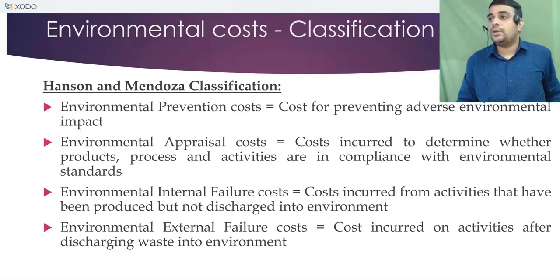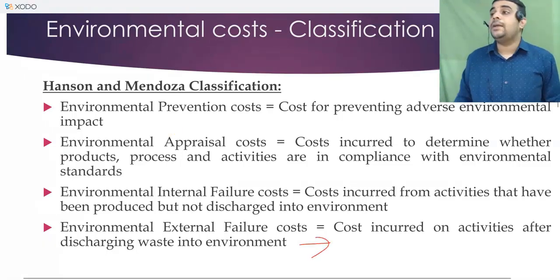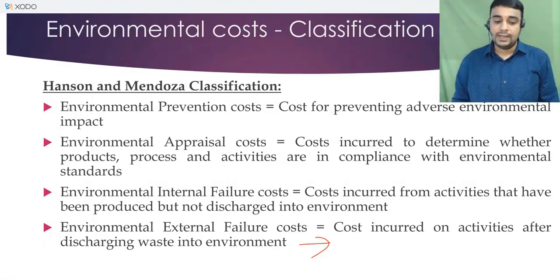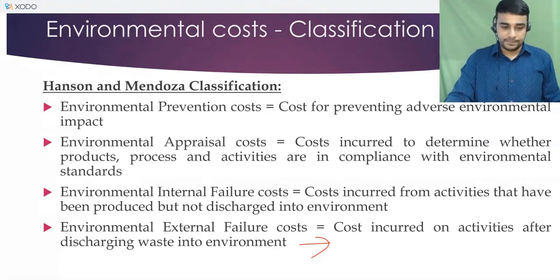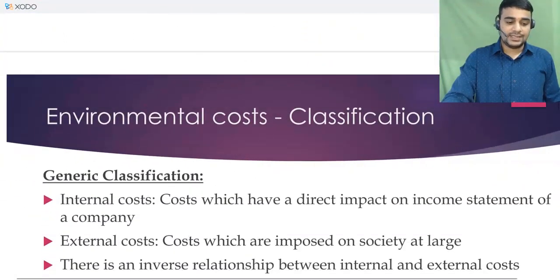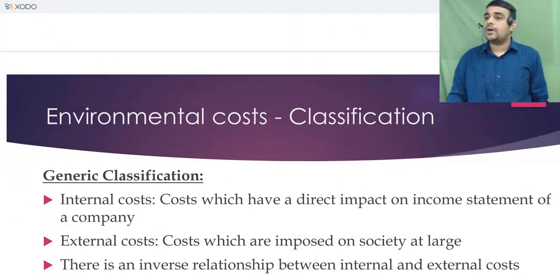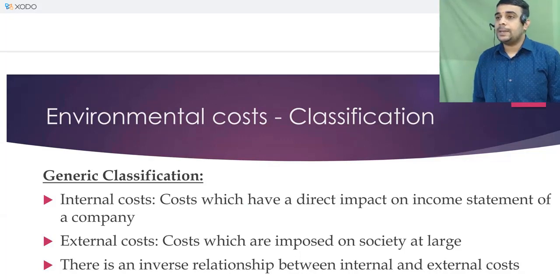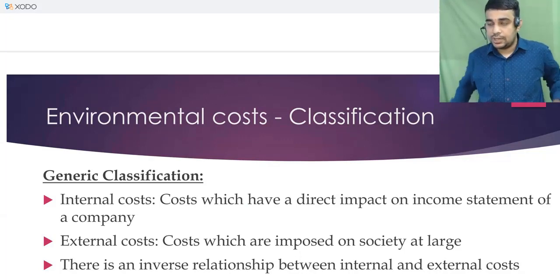So that will become an internal failure that has been produced but not discharged into the environment. And cost incurred on activities after discharging waste into the environment, this can have certain penalties and fines as well. You may have certain penalties and fines which can come under the external failure cost. Yeah, the generic classification which I said, internal cost and external cost: costs which have a direct impact on the income statement, and costs which are imposed on society at large.